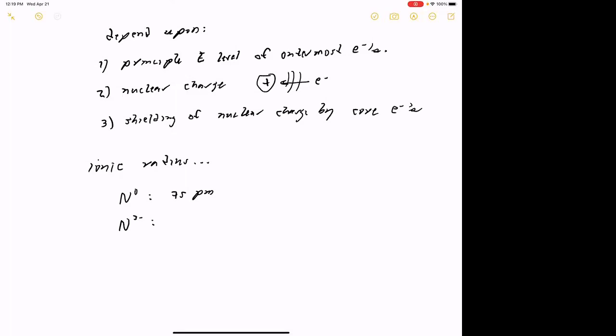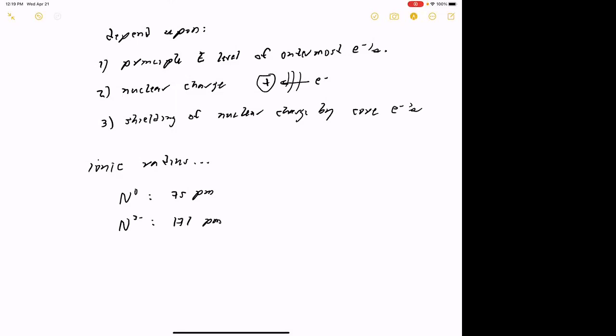So if I put 3 more electrons in there, but I have the same nuclear charge, I'm having to disperse that nuclear charge amongst more electrons. So what's that going to do? Make the atom get bigger or smaller if I have to share that amongst more electrons? Bigger, yes, the atom's going to expand out, and actually by quite a bit. It turns out the nitride ion is actually 171 picometers.